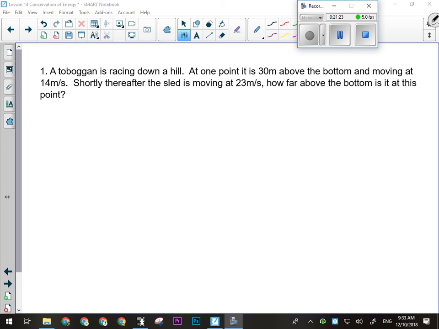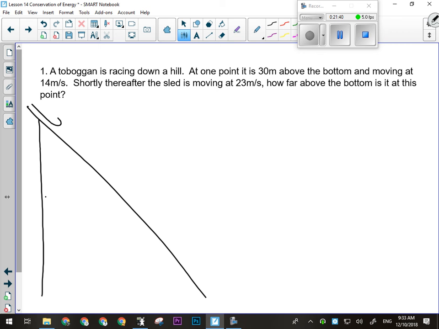Okay, so here's the situation. Maybe the hill's not that steep, but it's there. And here's the toboggan. I chose a toboggan because I can't draw, and it just looked like a candy cane, so I can draw that. So we got the toboggan up here, and it says at one point it's 30 meters above the bottom of the hill and moving at 14 meters per second.